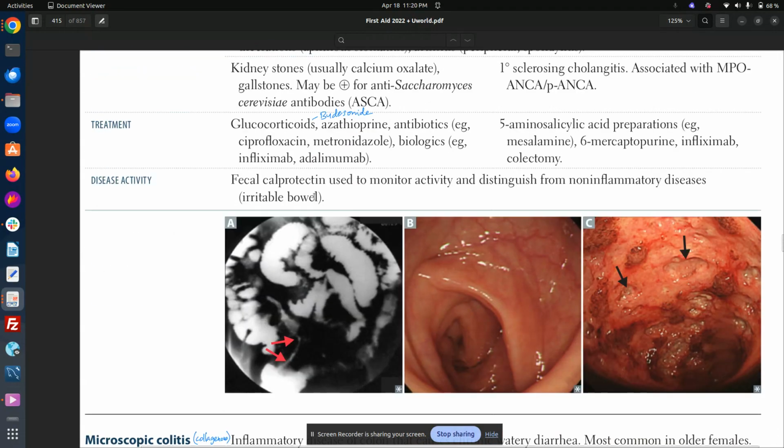Okay. This diagram A is for Crohn's disease. It's showing the string appearance. Second, diagram B is showing the normal mucosa, normal bowel, and diagram C is showing ulcerative colitis. You can see certain superficial ulcers.